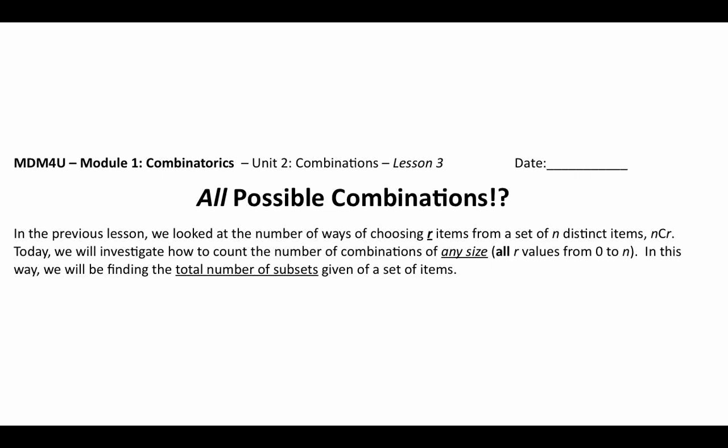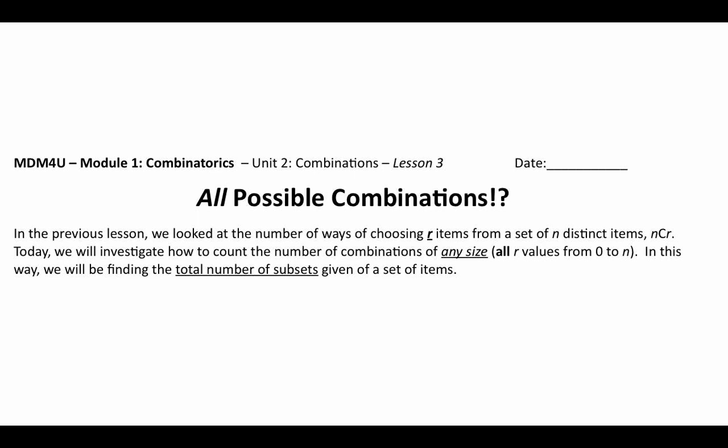Okay, so here we are with lesson 3, and we're looking at all possible combinations, which is a little bit different. In the previous lesson, we looked at the number of ways of choosing R items from a set of N distinct items. So we basically looked at NCR. I've got 10 things, but I want to know how many ways I can choose 3 of them. So we knew what that R was, 3 or 2 or whatever it was.